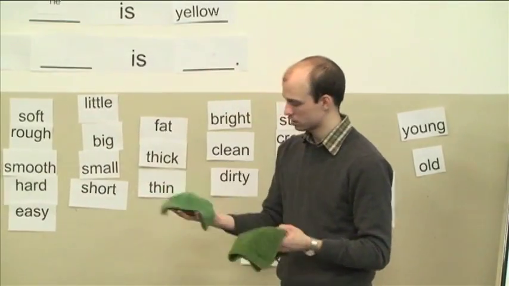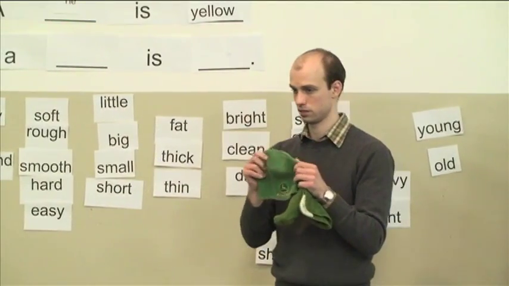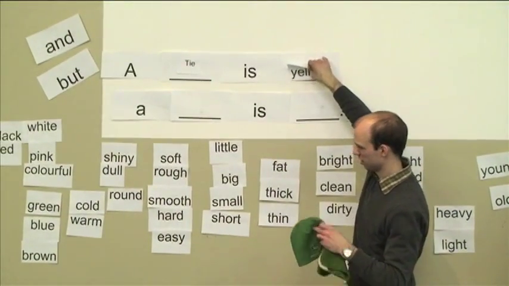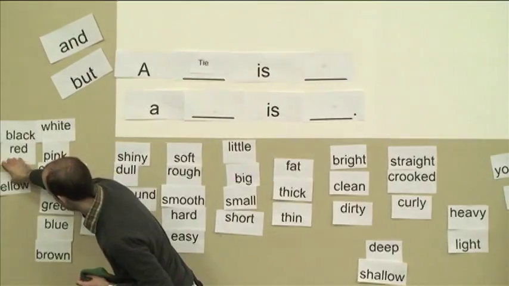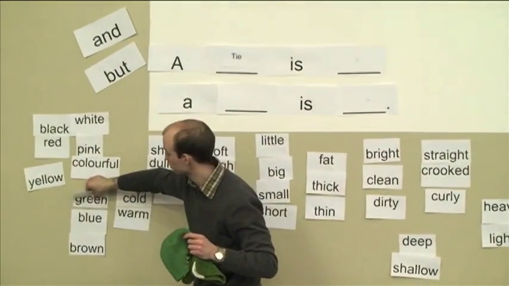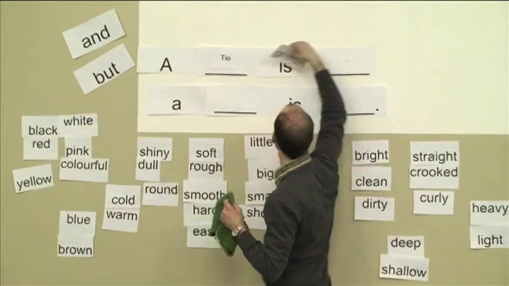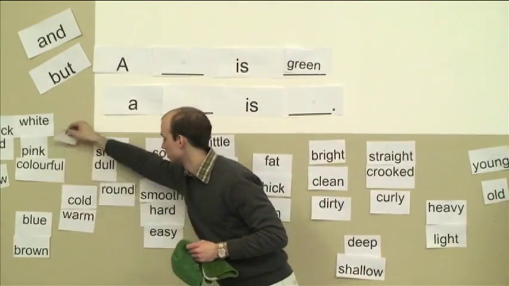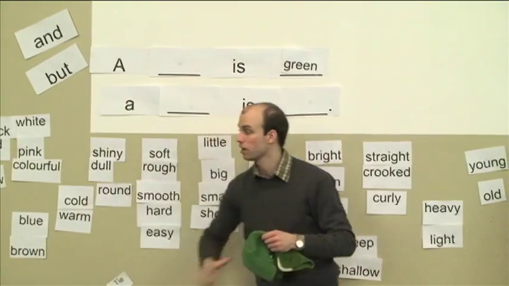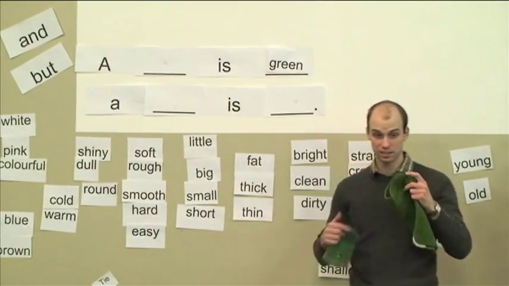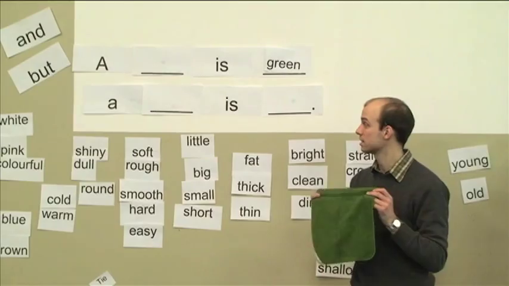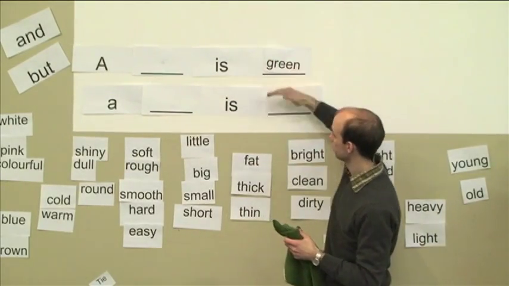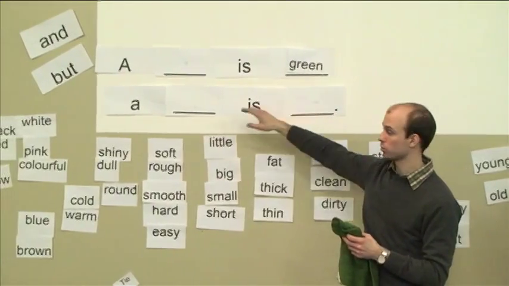Okay, so you can say, what is this? A hat is not yellow. This isn't yellow. What color is the hat? Green. Good. Okay, not a tie, but a hat is green and a towel is green. So because this is green and this is green, what word do we use?